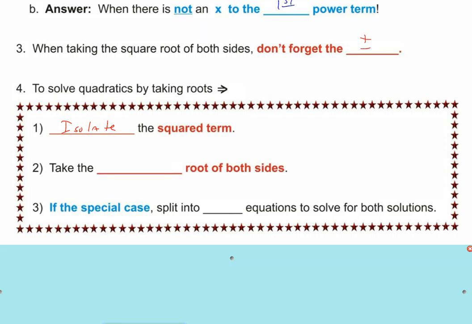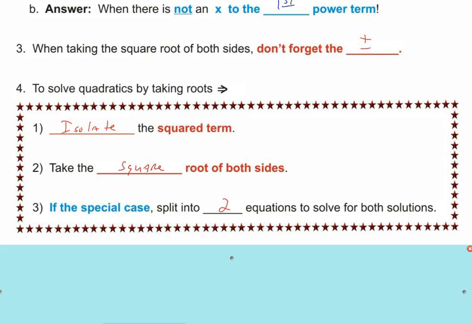We've done this before. We've solved quadratics before, actually. Isolate the squared term. Take the square root of both sides. And one thing I've got to make you aware of, if it's the special case, and I'll show you that in a minute, you've got to split it into two equations to solve for both solutions.